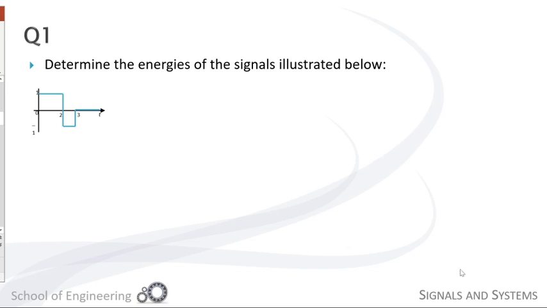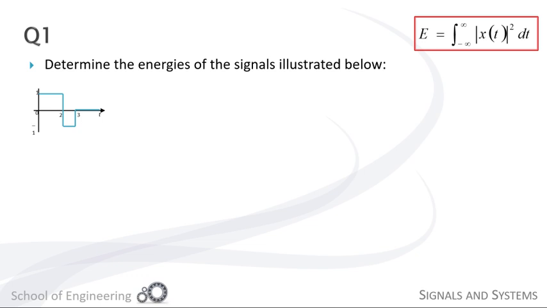So let's look at the first one. How do you go about working that out, getting the energy? Actually, this is the formula: mod of the signal squared, integrated. All right? And of course, we don't expect you to remember that, right?